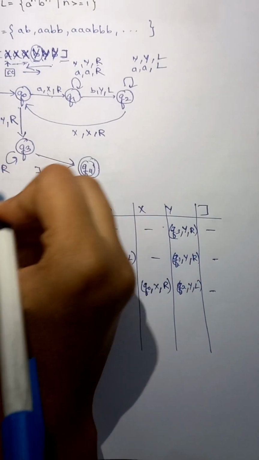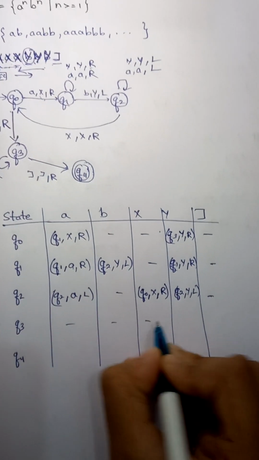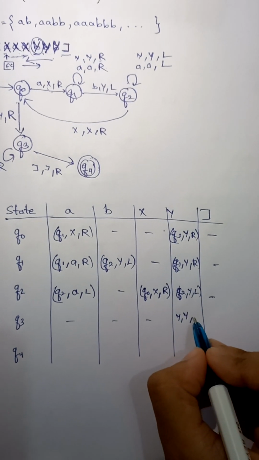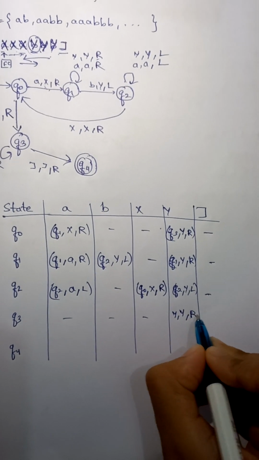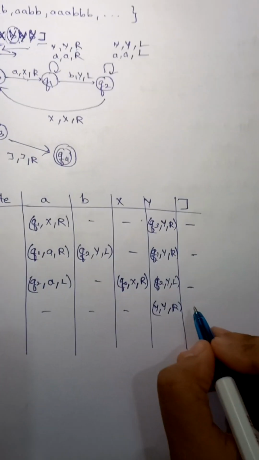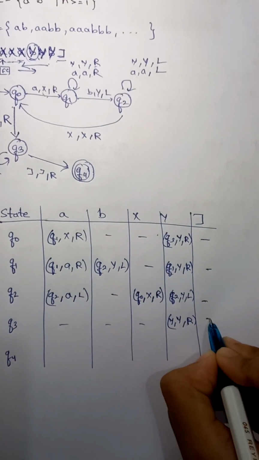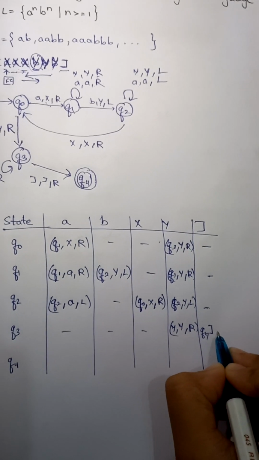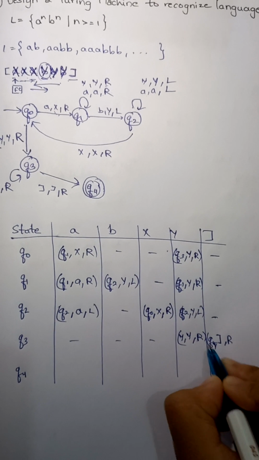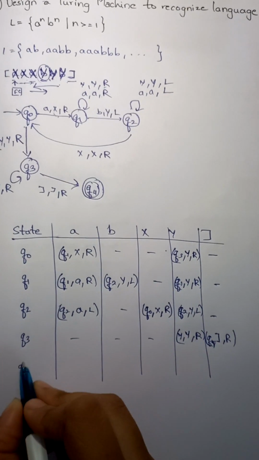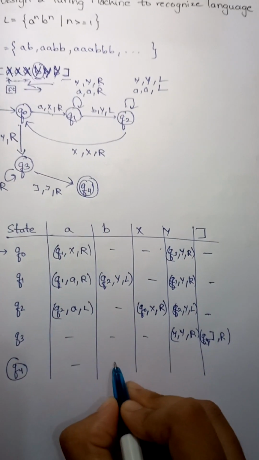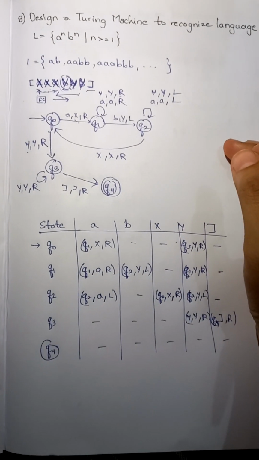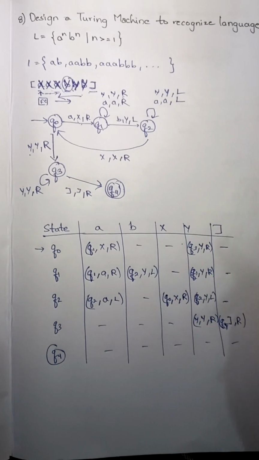For state Q3, the input is Y, there's no change in the state and it moves towards right. And there's input blank, it goes to state Q4, no change, and right. And for state Q4, that is the final state, there are no inputs. So this is a Turing machine for equal numbers of A's and B's, and this is the state diagram.